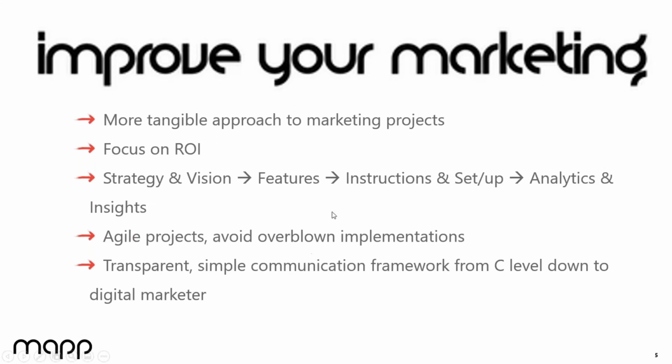So I kind of mentioned some of these things here, but why did we do this? Ultimately, what was the goal behind all of it? First of all, we wanted a more tangible approach to marketing projects, something that just provides a framework and documentation. We wanted to allow anybody starting a marketing project to focus on ROI and underlying strategy. So really starting with the strategy and vision, then moving to available features. What features do we need to implement that strategy and vision?